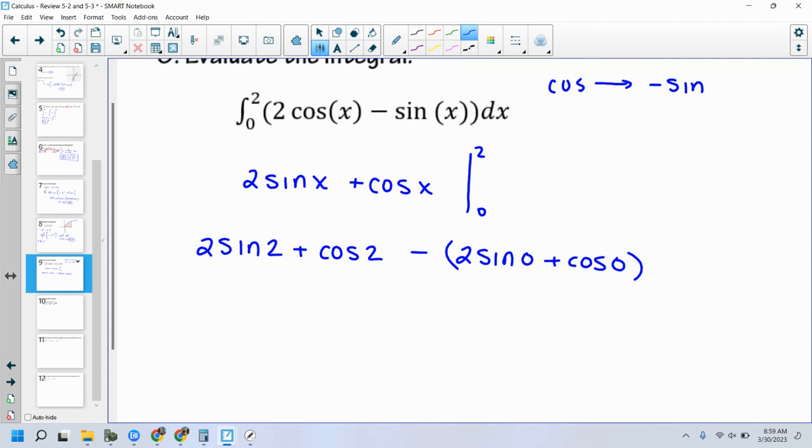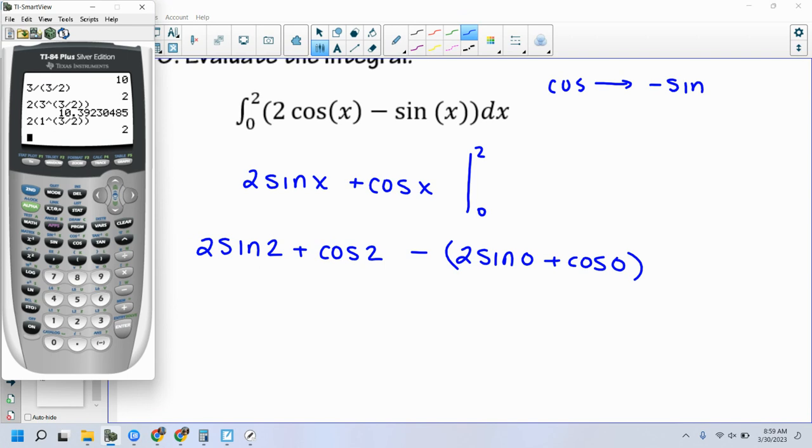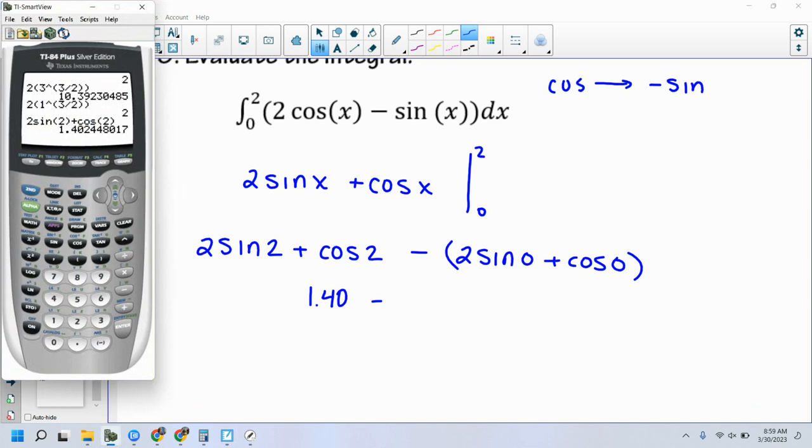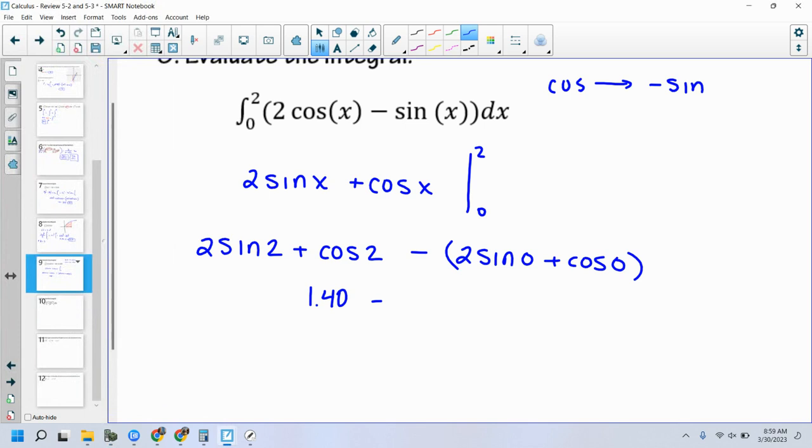I get 2 sine 2 plus cosine 2 gives me 1.40. Minus 2 sine 0 plus cosine 0, plus cosine 1. 0.4.